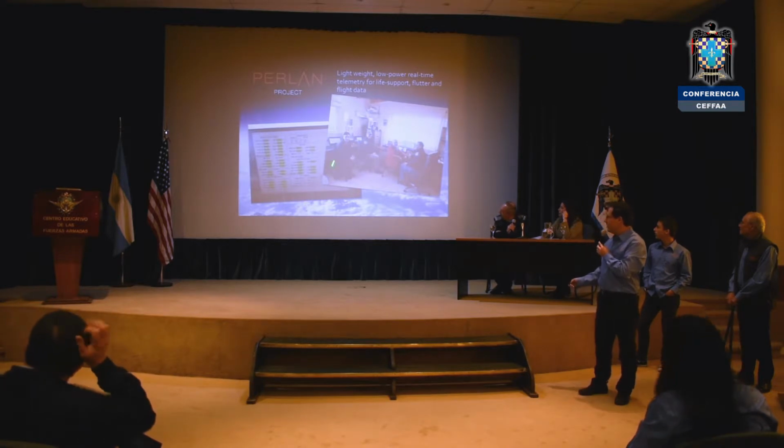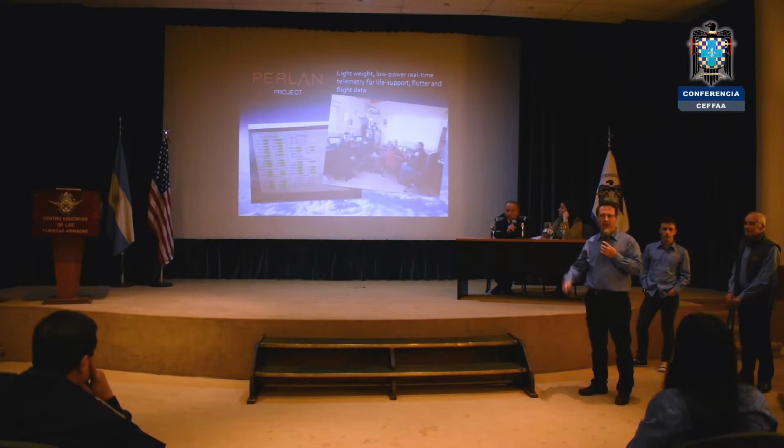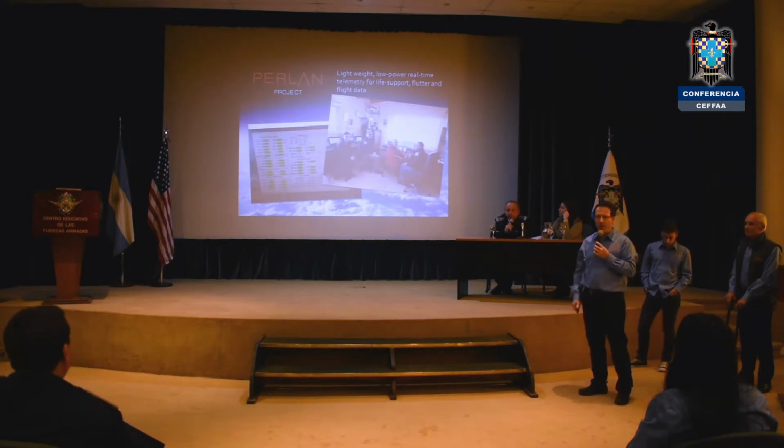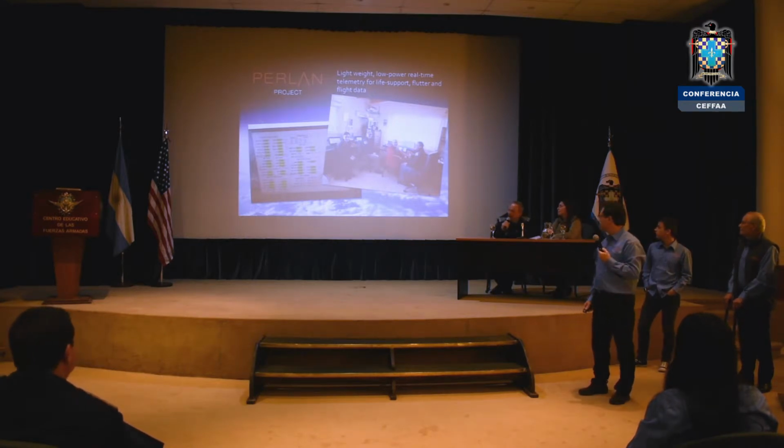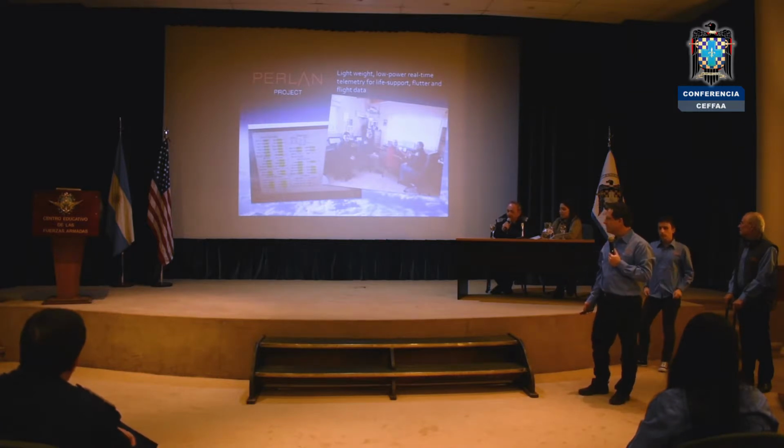This is the screen that we use, that we have telemetry on the ground. We can always see the information coming from the glider on the screen. So we have all of the information of oxygen, battery, and the flutter.